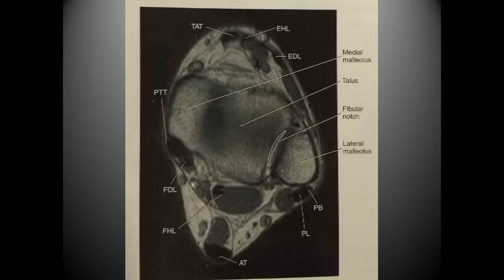Here we see the lateral malleolus, which is formed by the fibula, and the medial malleolus, which is formed by the tibia. We see the talus coming into the field of view, and we see the Achilles tendon lying posterior, going to attach to the calcaneus.